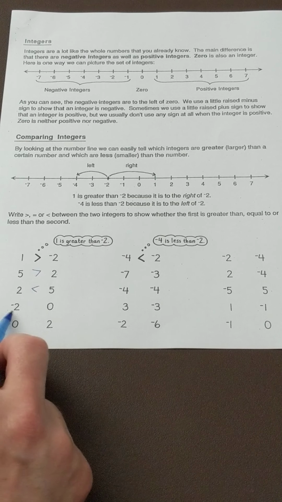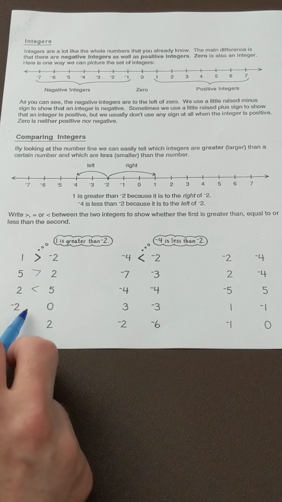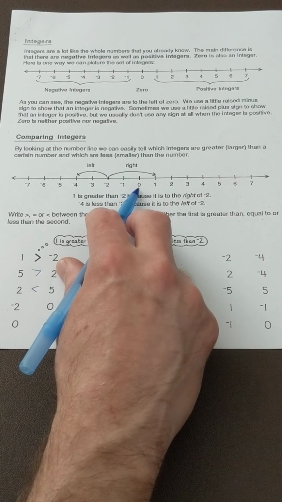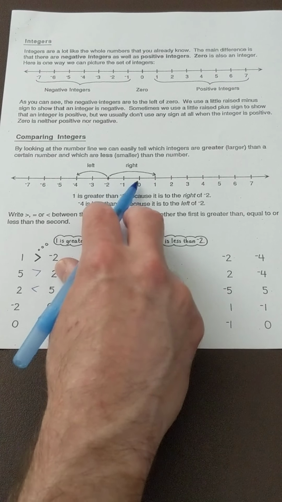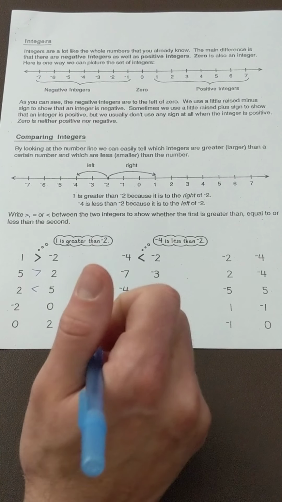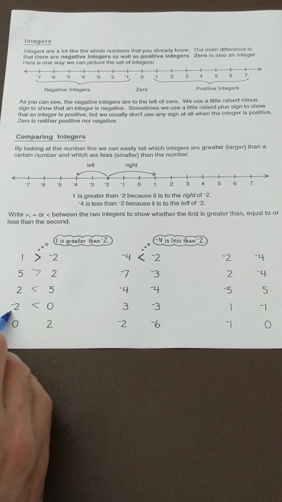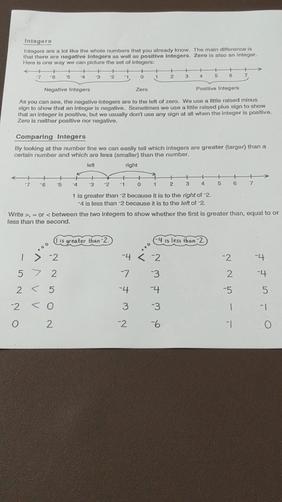Negative 2 or 0? Which one is bigger, or are they equal? Well, let's see the number line. Here's 0, and here's negative 2. Negative 2 is to the left of 0, so 0 must be the greater one. So negative 2 is less than 0. Again, the alligator mouth eating the bigger one.